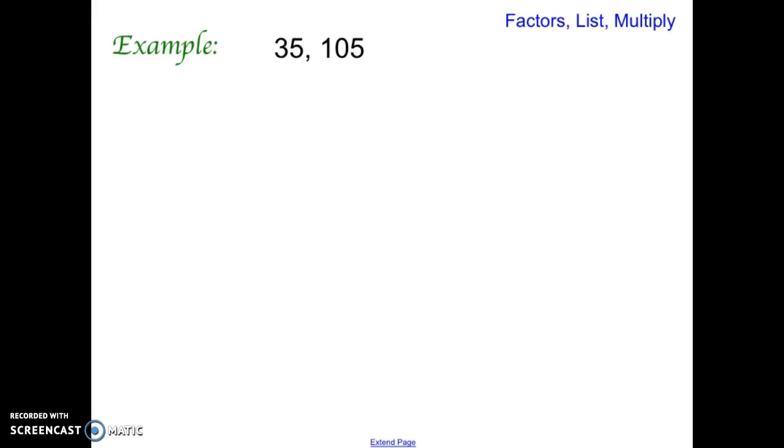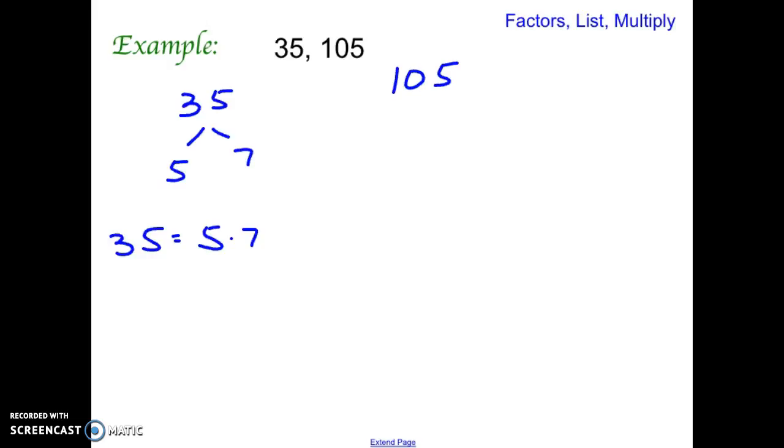For our next example, we got 35 and 105. 35 is 5 times 7. 105, let's see, a little tougher to break down since it ends in a 5. We know it's divisible by 5, so it's 5 and 21. 21 should be 3 times 7. So 105 will be 3 times 5 times 7.